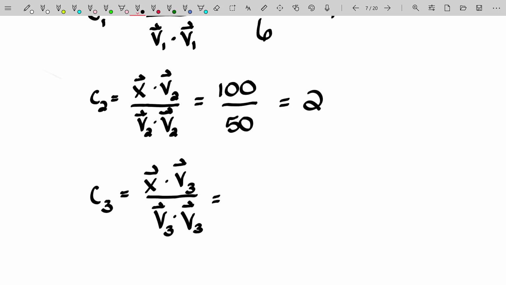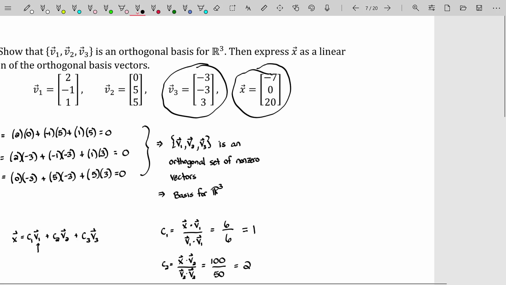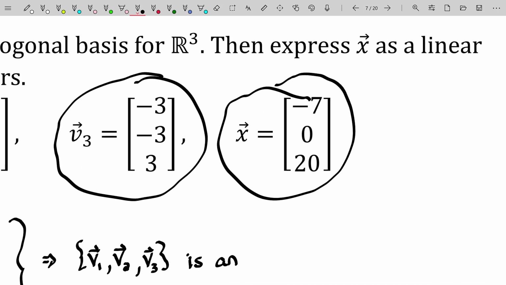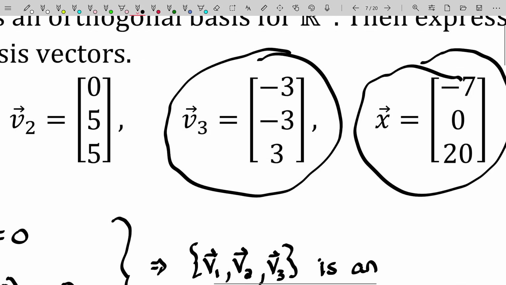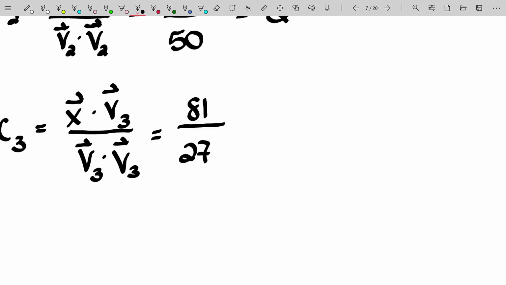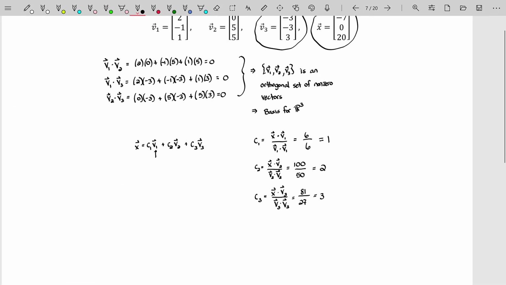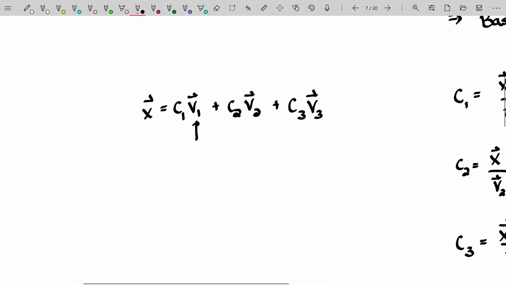Finally, C sub 3 is x dotted with v sub 3 divided by v sub 3 dotted with itself. Well, x dotted with v sub 3 is going to be 21 plus 0 plus 60, that's 81. And v sub 3 dotted with itself is 9 plus 9 plus 9, that's 27. That's going to be 3. So again, we want to express x as a linear combination of the orthogonal basis vectors. C1 will be 1, C2 will be 2, and C3 will be 3.